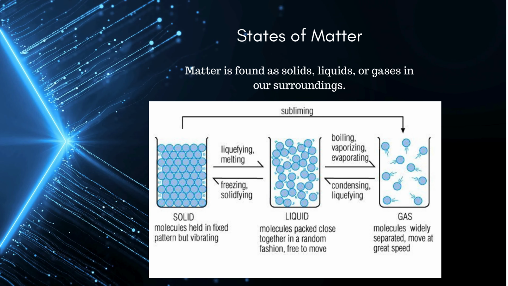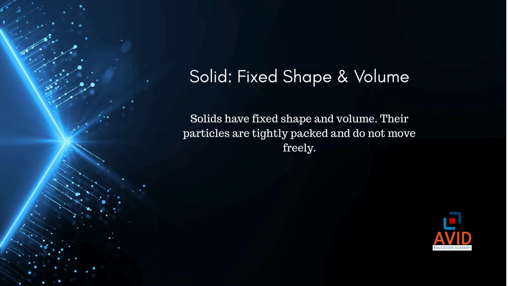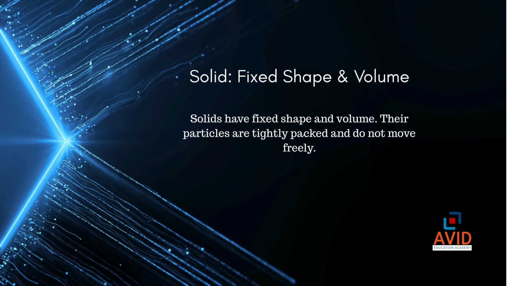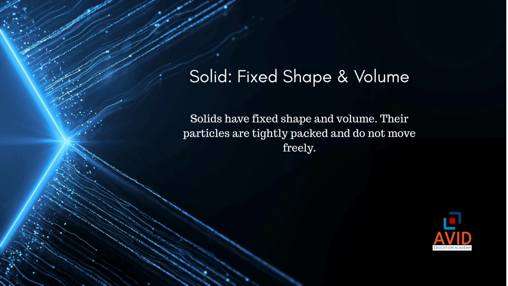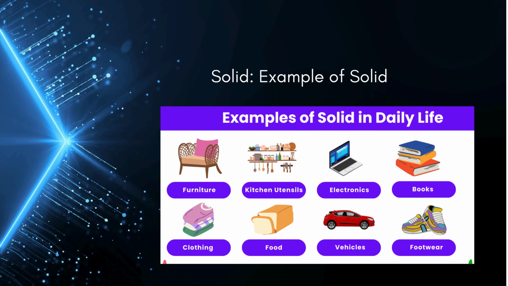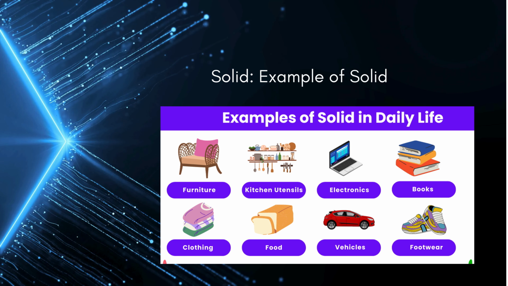Let's begin with solids. Solids have a definite shape and a definite volume. The particles in a solid are packed very tightly and cannot move freely. That's why solids are hard and rigid. Examples of solids include a brick, a book, a wooden table, or an ice cube.